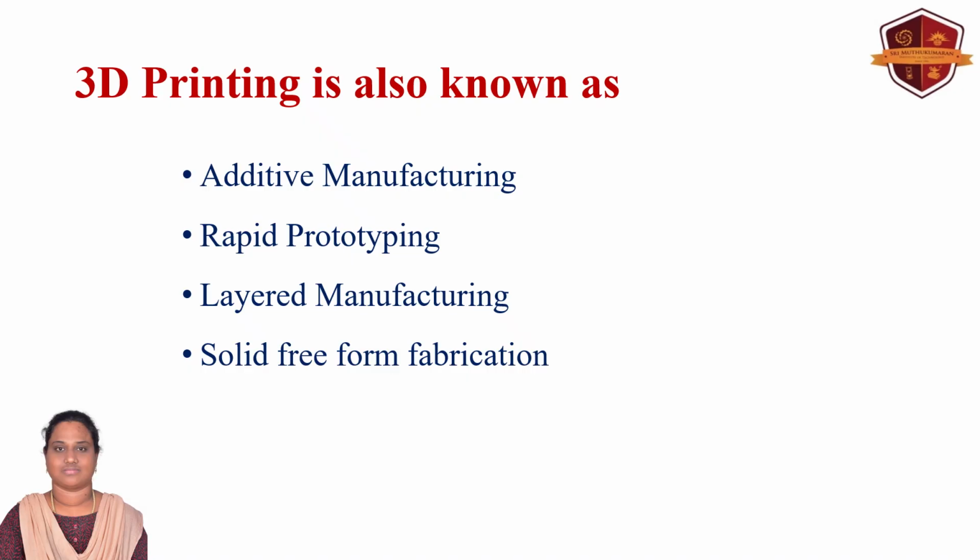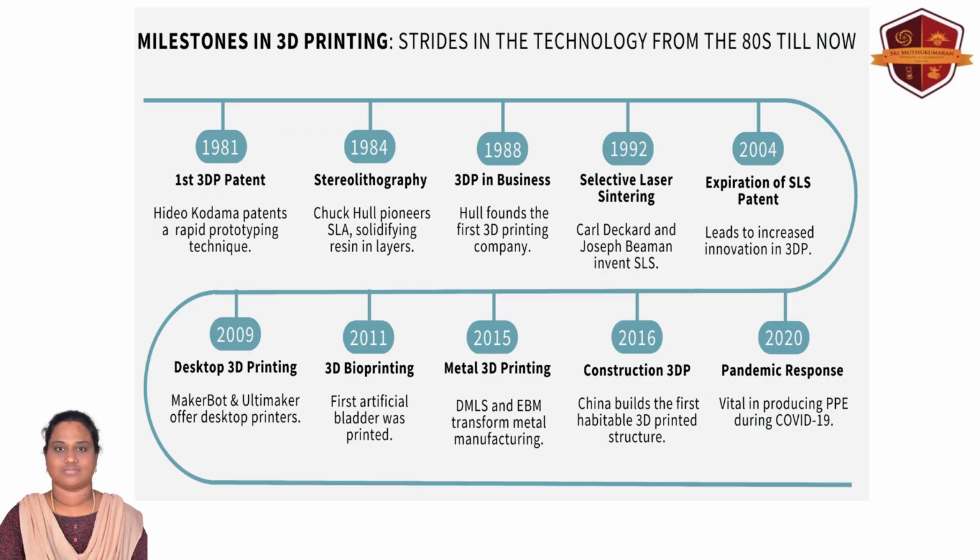Now we can see the history of 3D printing. In the year 1981, Hideo Kodama filed the first patent for rapid prototyping. He introduced the idea of layer by layer manufacturing and laid the foundation of additive manufacturing. In the year 1984, Chuck Hull invented stereolithography. He used UV light to cure liquid resin layer by layer. This is the first practical and commercial 3D printing technology.